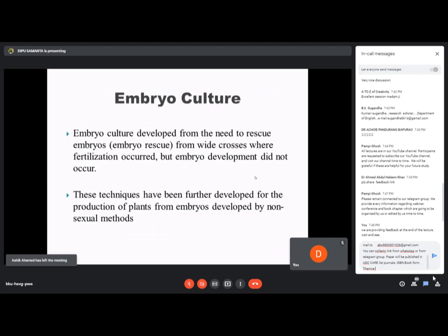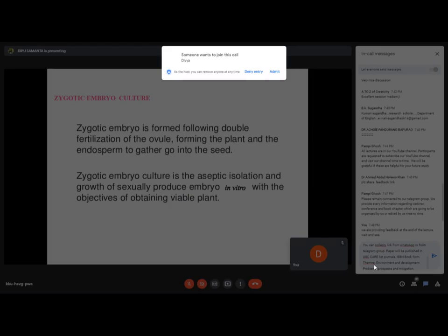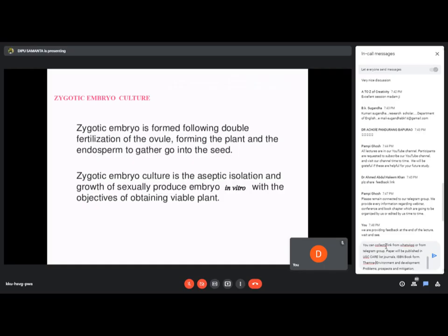So coming to embryo culture. Embryo culture developed from the need to rescue embryos, which we call embryo rescue, where embryo development did not occur. This technique has been further developed for the production of plants from embryos developed by non-sexual means. Now, the zygotic embryo is formed following double fertilization. As you know, zygotic embryo culture is the aseptic isolation and growth of sexually reproduced embryo in vitro.